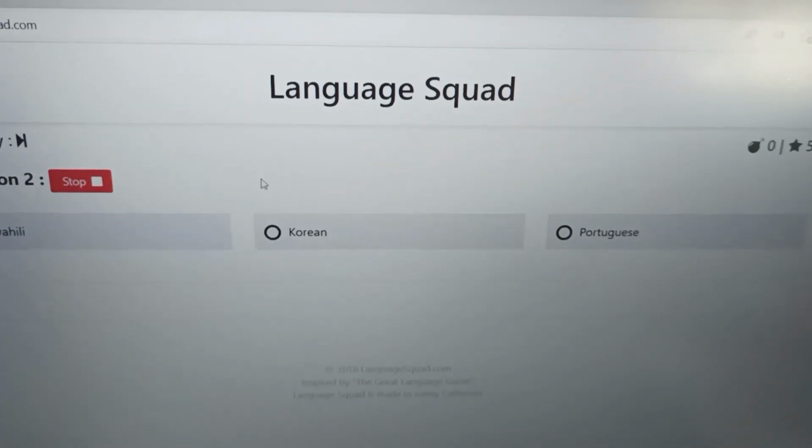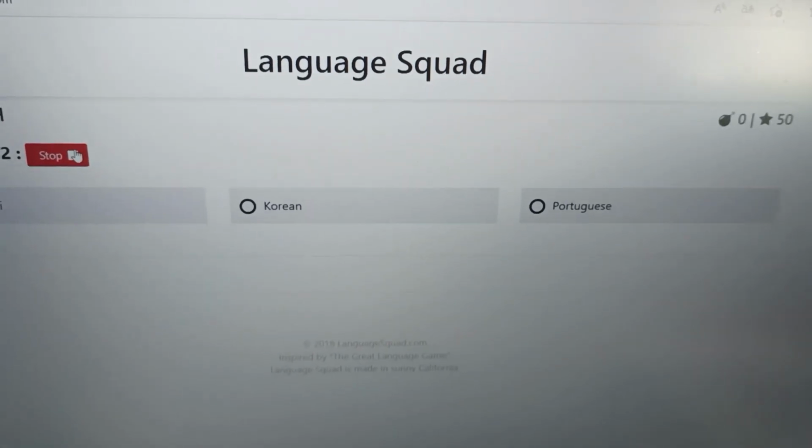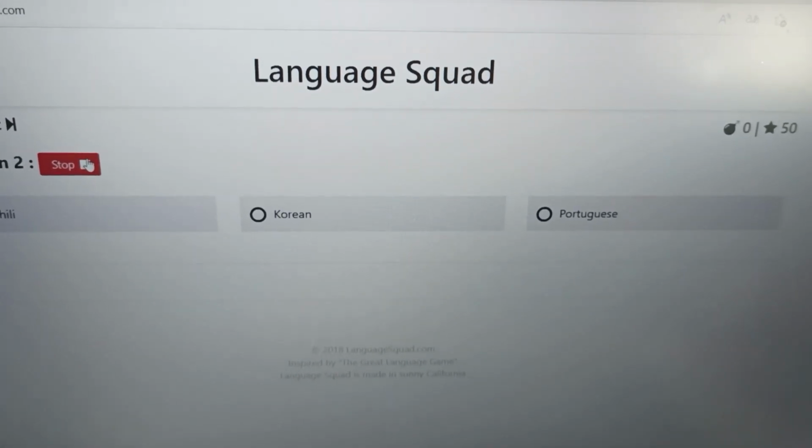O último duelo foi na Copa do Mundo de 2006, na Alemanha. Adriano e Fred marcaram os gols da vitória por 2-0, hein?